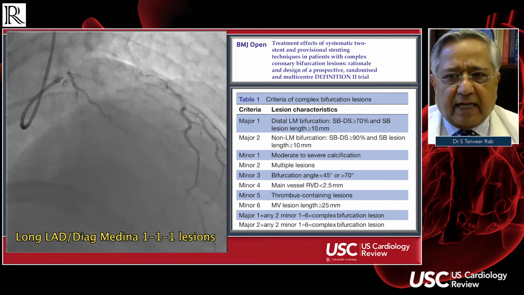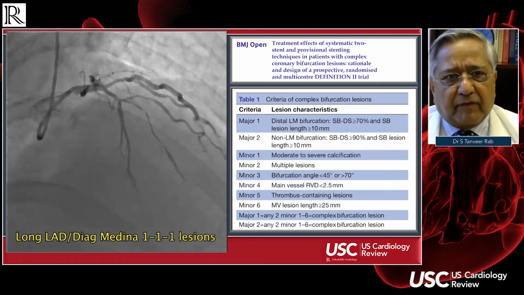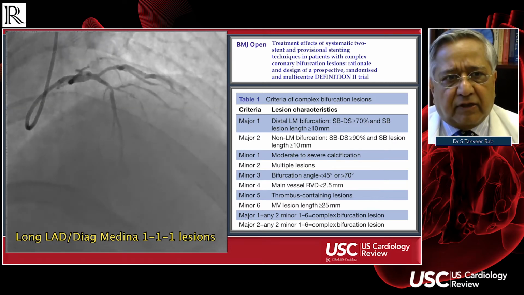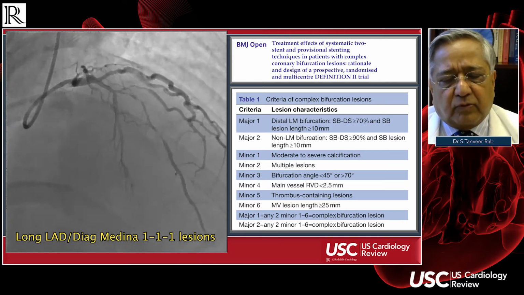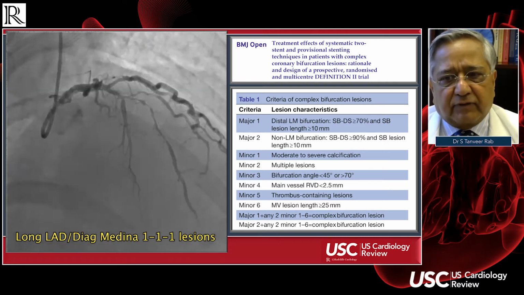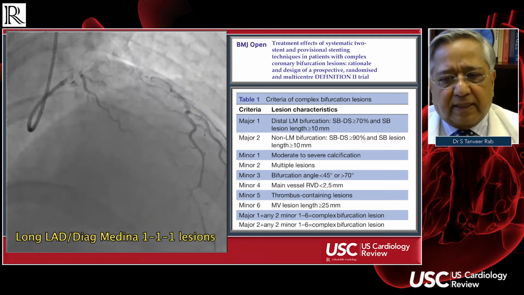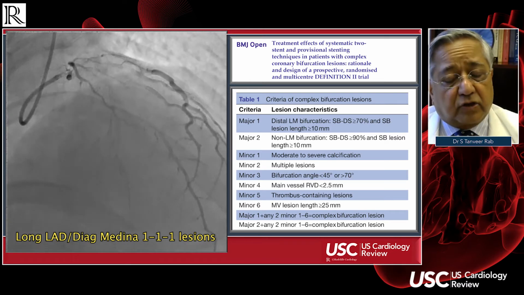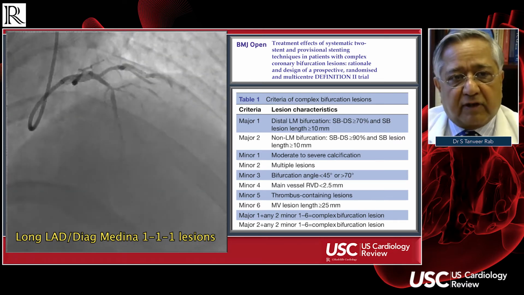This patient did not have any calcification. Bifurcation angle was satisfactory. Now the reference vessel diameter was about 2.5 or a little bit more than that. Main vessel lesion length is definitely more than 25. So all these add to the complexity of the lesion when thinking about percutaneous revascularization.